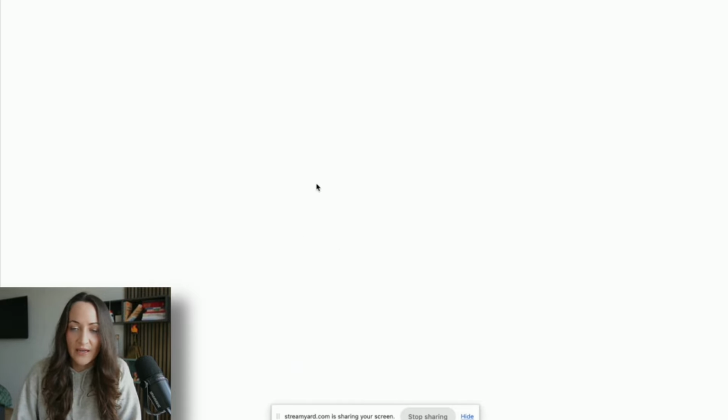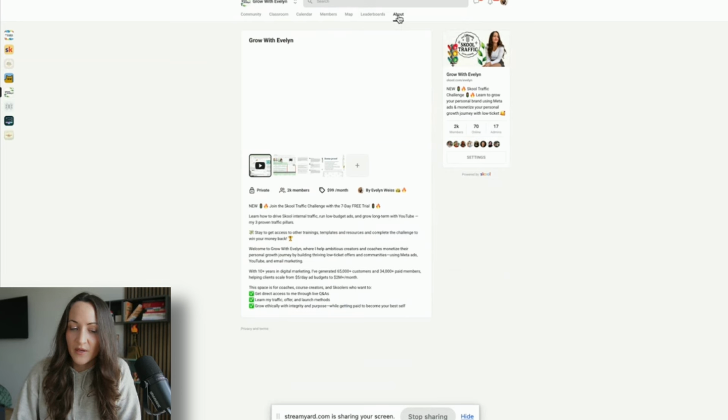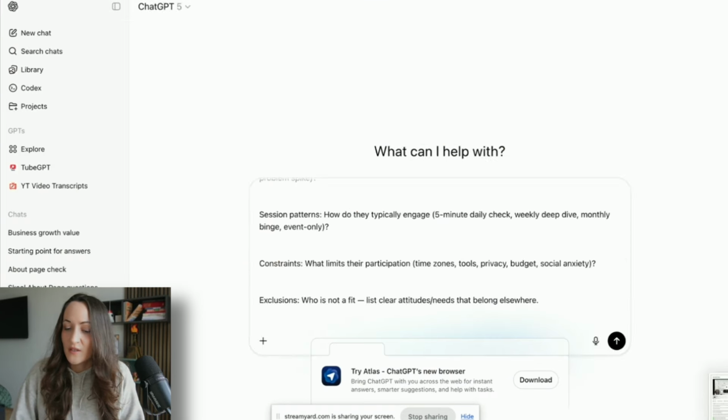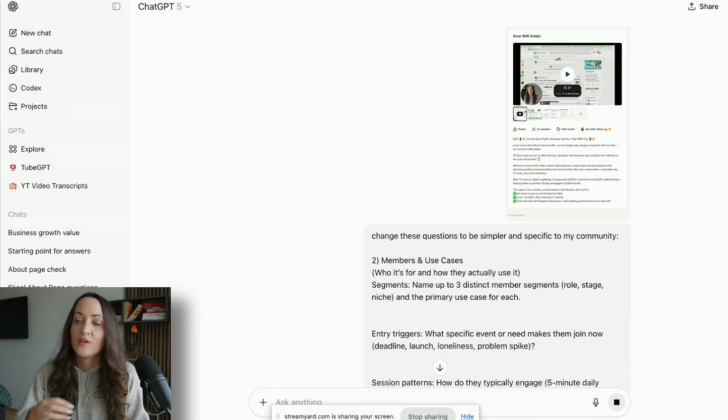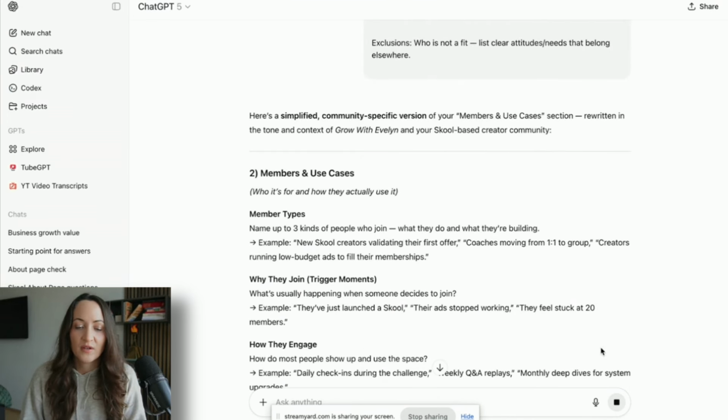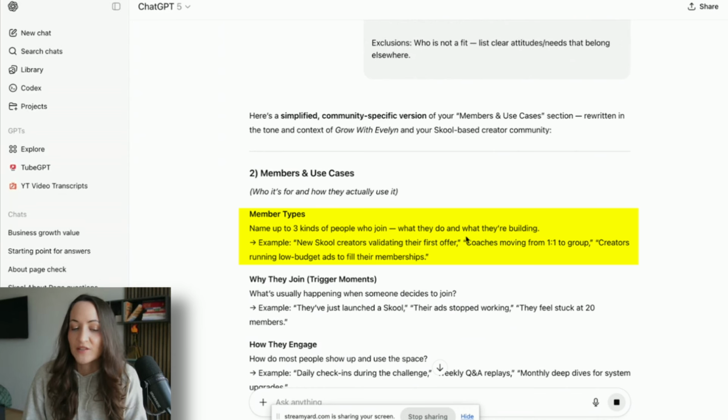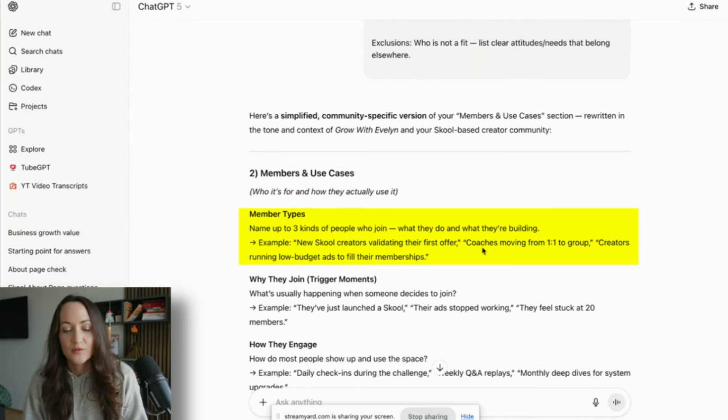And you can do this with anything in life and business, by the way. Just make it easier for yourself by saying, hey, give me another way I can do this. Because the outcome is always the same. You have answered some questions and then you can ask for clarification on how I want to structure it. Member types: name up to 3 kinds of people who join, right? For example, new Skool creators, etc.